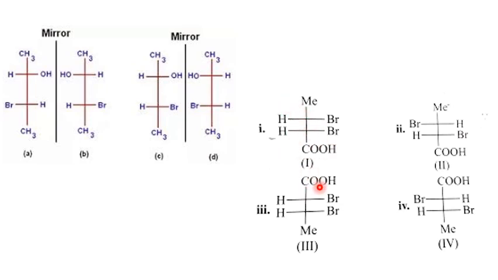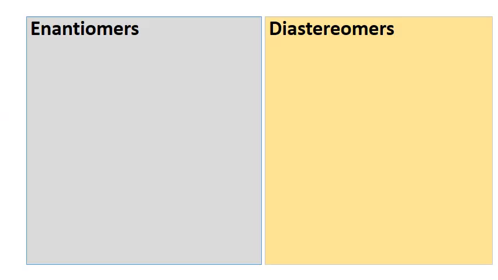Okay, so the molecule is just rotated. Simply you can say that 1 and 2 are diastereomers. Okay, or 1 and 4 are diastereomers. 3 and 2 are diastereomers. 3 and 4 are diastereomers. Now the difference between enantiomers and diastereomers.